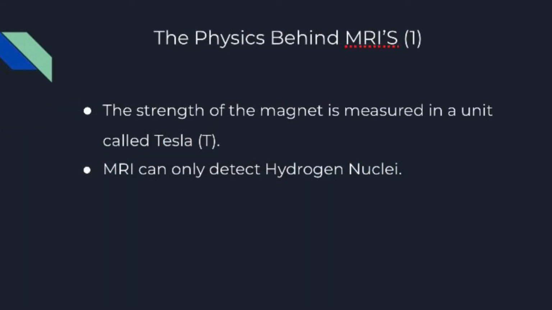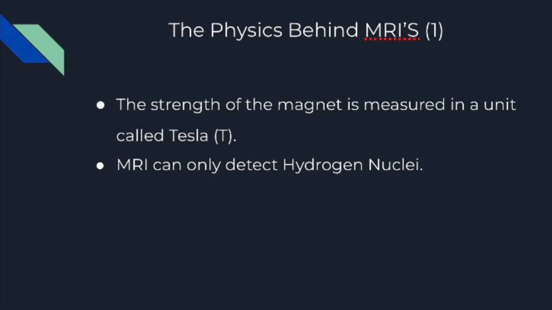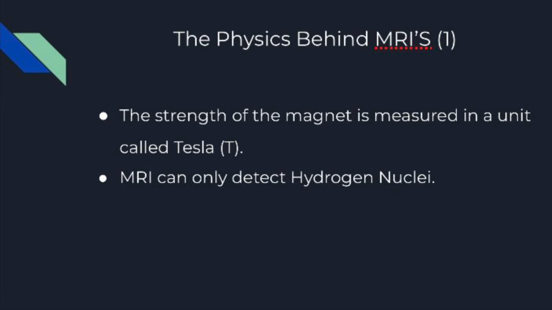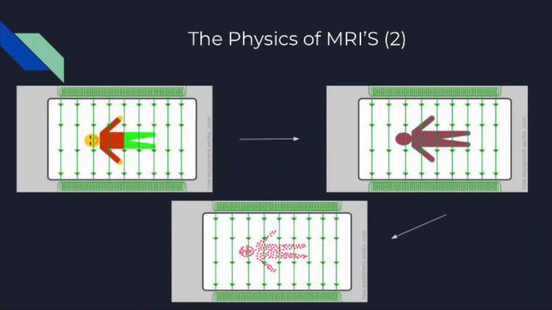The physics behind an MRI. The MRI scanner is essentially a giant magnet. The strength of the magnets is measured in a unit called Tesla. As mentioned before, the MRI uses magnetic fields and radio waves to measure how much water is in different tissues of the body. The MRI machine can only see the hydrogen nuclei contained in the water molecules. The patient, like all of us, has water molecules distributed all over.